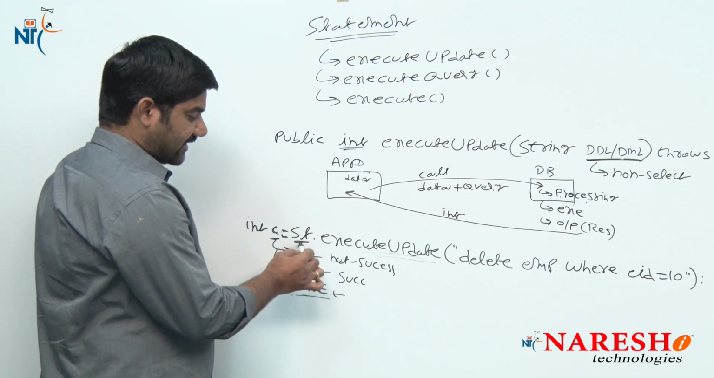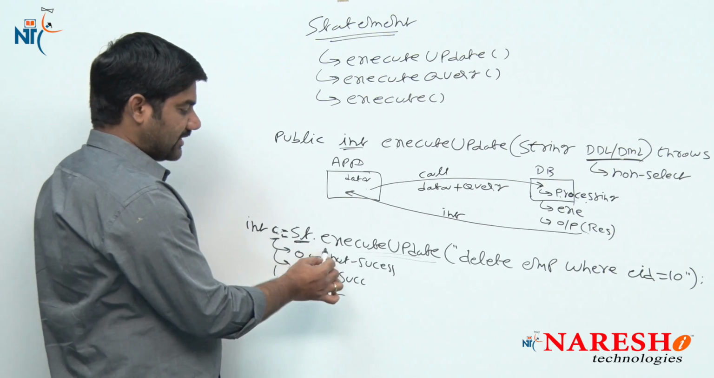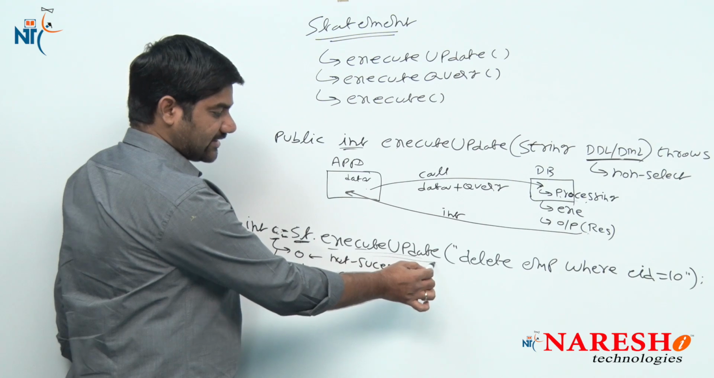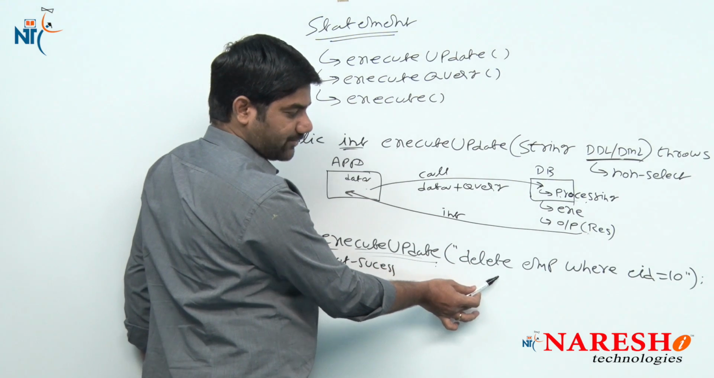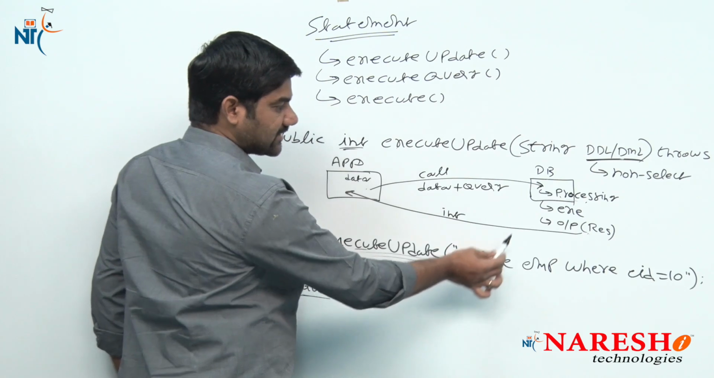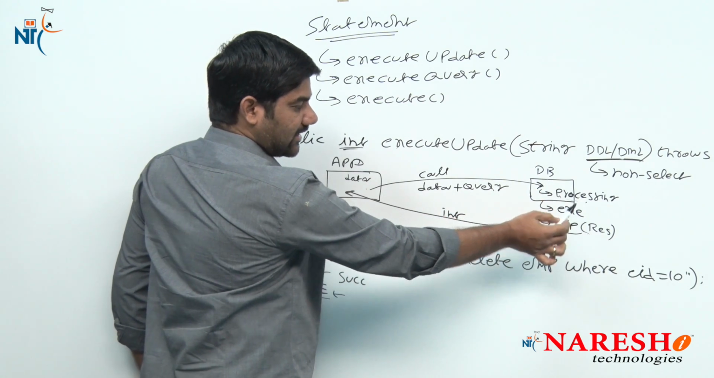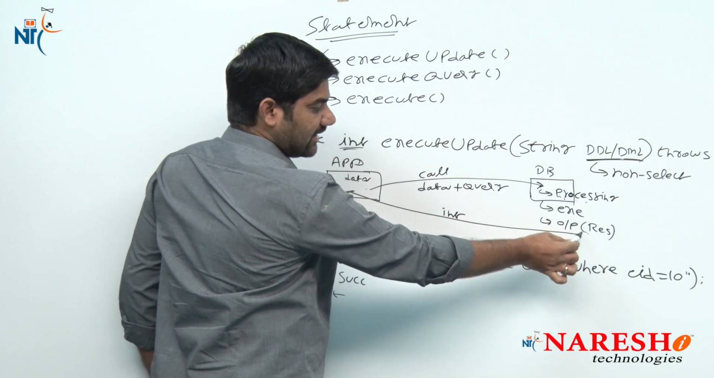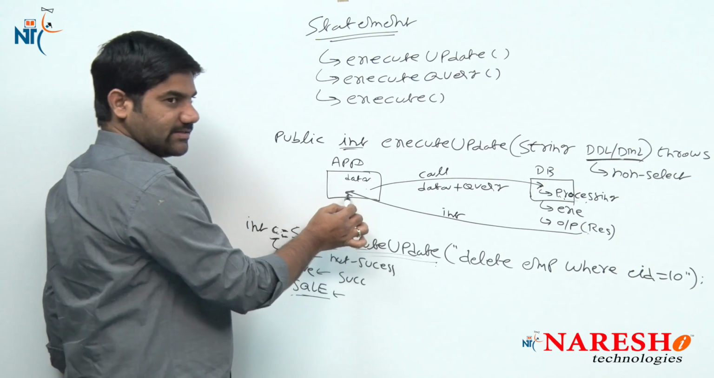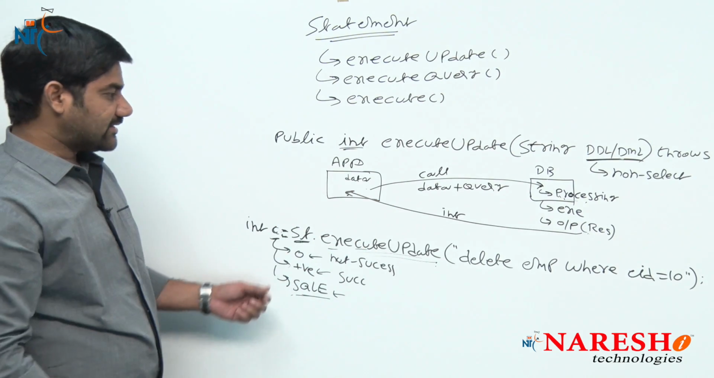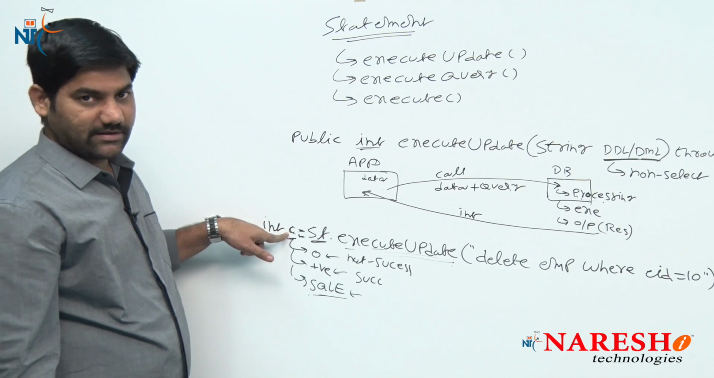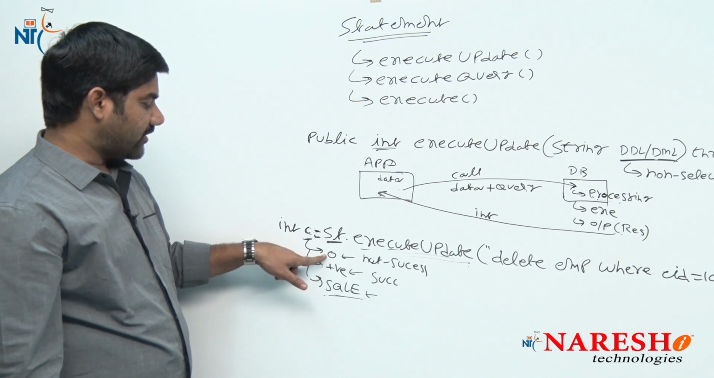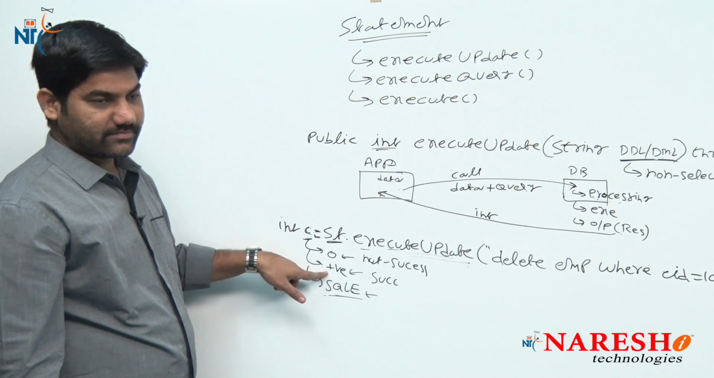The Statement interface reference object provides a method, executeUpdate. The executeUpdate method takes one query as a parameter, and this query is submitted to the database. The database processes the query and sends the result back to your application. The returned result from the database we catch into one count variable here. That value is either 0 or a positive value.